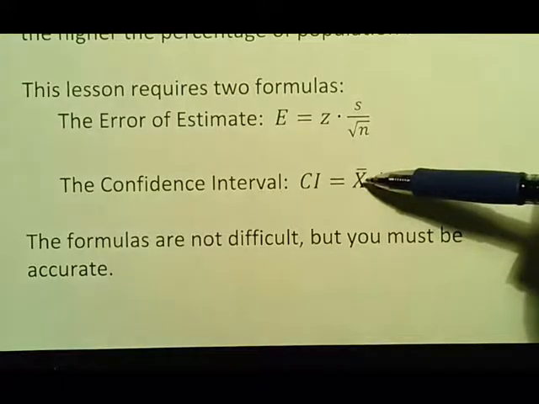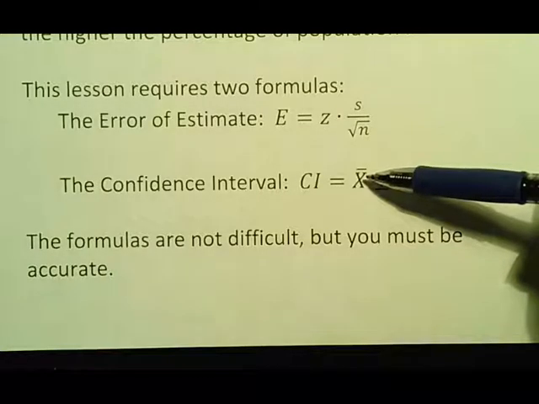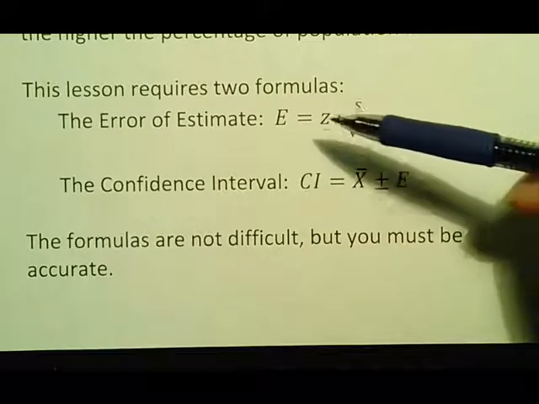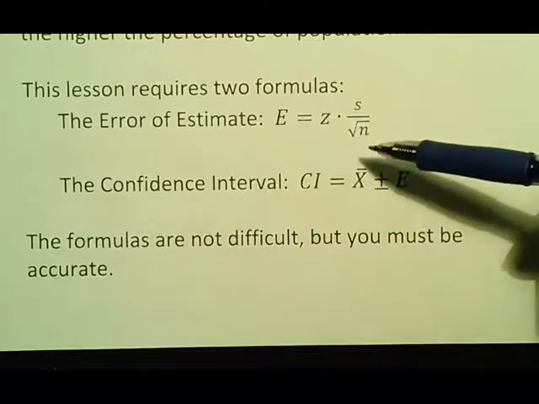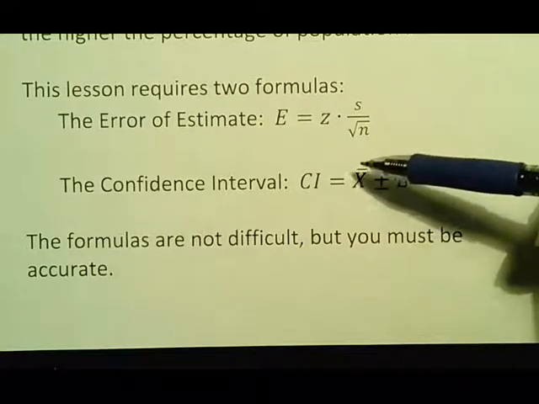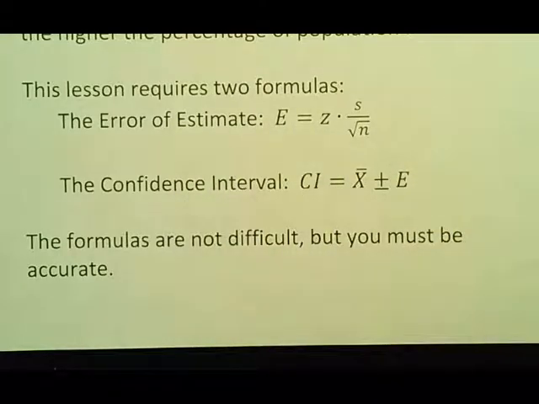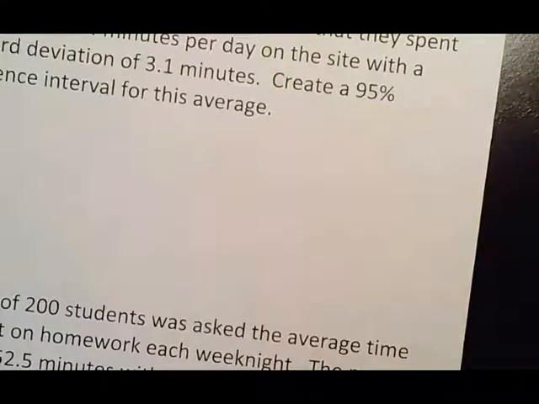mean, I believe. Hold on. Yeah, your mean or your average, which again they're switching your numbers around, plus or minus whatever your error is. So if your error was 5, then you would take whatever it was and add 5 and subtract 5, and that would give you the left and right side of that. Formulas aren't difficult, but you must be accurate, otherwise, like I said, you're probably going to miss it. But I don't see any real issues with this lesson.